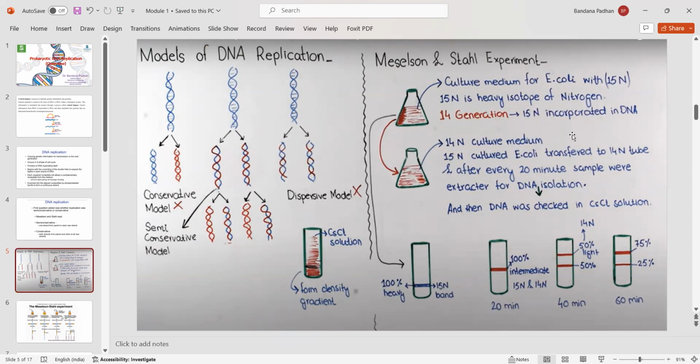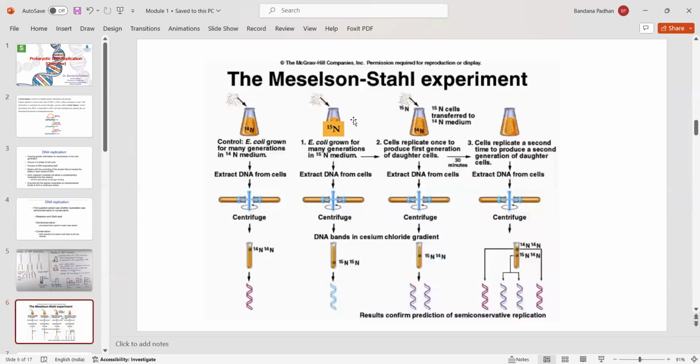And when they isolated the DNA from the cell, they found that all the DNA gave a heavy band in cesium chloride density gradient centrifugation. The heavy band was due to the presence of the heavy N15 isotope in the nitrogenous bases of the DNA.